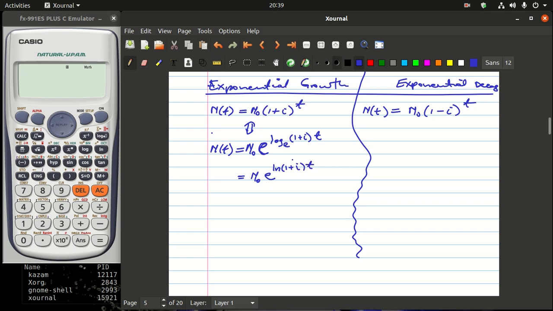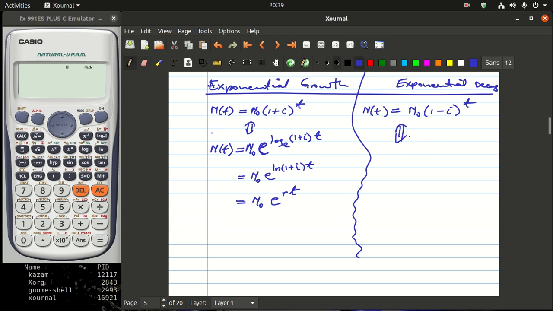So this is what is actually happening here. And then I can say this whole thing is going to be n naught e times rt, right? That constant is just rt. And then the same thing here, I can just say I'm going to have n naught, and then this thing here is going to be the same.